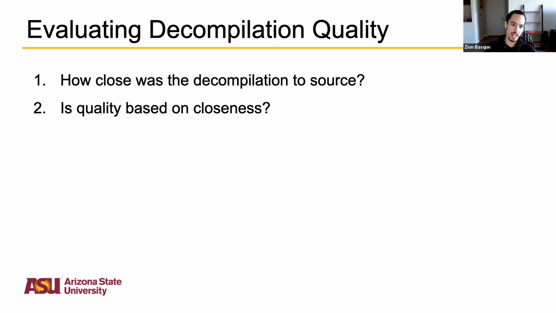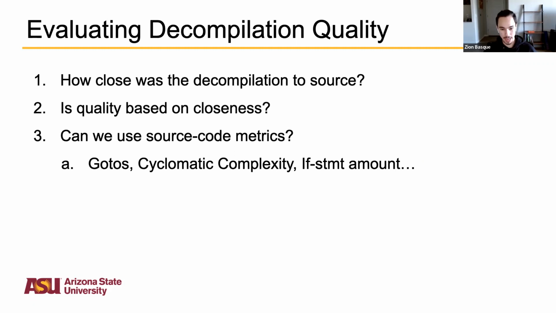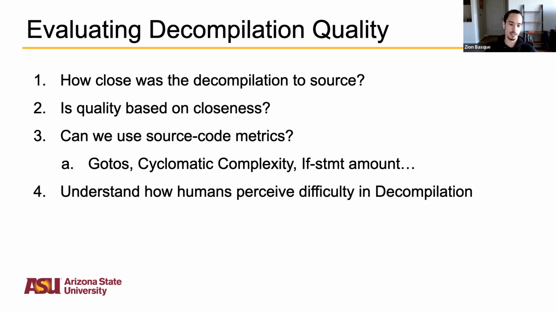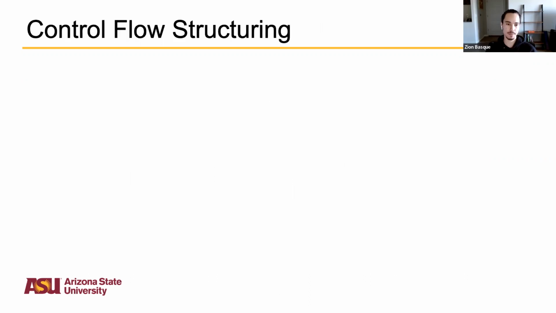Nobody has the answer. Is quality based on closeness? Is decompilation better if you're closer to source? Can we use source code metrics like cyclomatic complexity? Is that allowed? Do these things even translate when you use decompilation? These questions have yet to be answered. And then of course this last one, understanding how humans perceive the difficulty of decompilation, because we don't actually know what parts humans think are the hardest, aside from the one study by Dream++, which explored their reversing techniques, right?